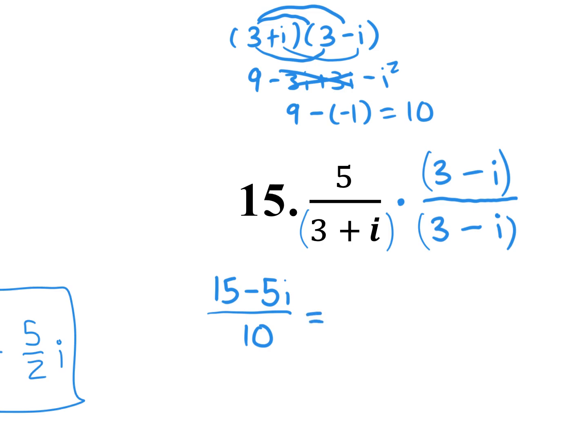And now we can make it into a plus bi form, and we could also reduce it. It doesn't matter what order I do those two things in. So I'm going to change it to a plus bi, 15 over 10, minus 5 over 10 times i. And let's reduce that: 3 over 2 minus 1 half i.